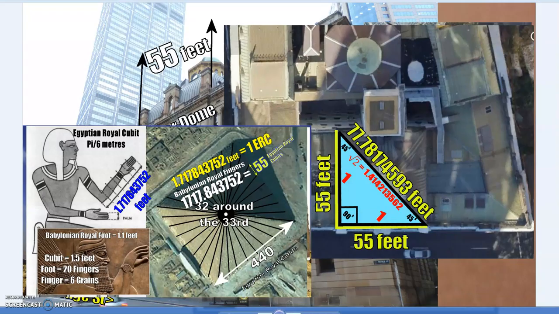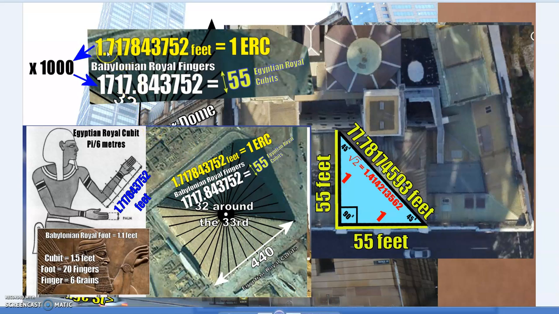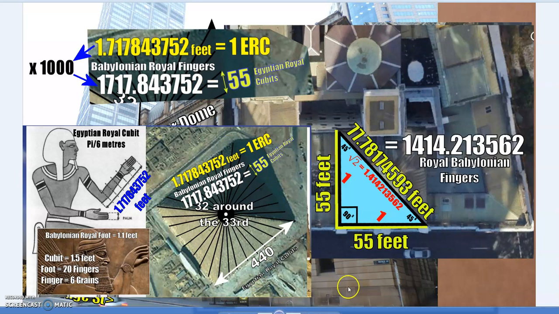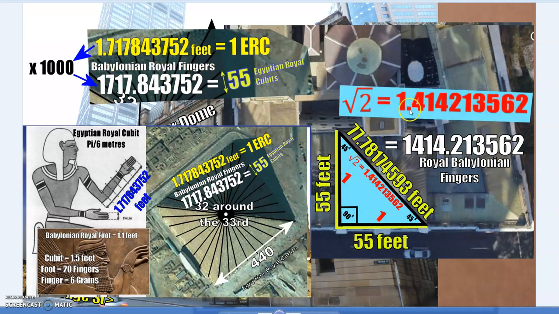I'm repeating that from the last one because I'm going to come back to it now. This square of 55 feet has a diagonal of 77.7817 etc. feet. Remember, the number of feet per Egyptian royal cubit times 1,000 equals the number of Royal Babylonian fingers per 55 Egyptian royal cubits. And it just so happens that 77.78174 etc. English feet equals 1,414.213562 Royal Babylonian fingers. Well, what's the square root of 2? 1.414213562. Precisely the same number. Once again, we just multiply it by 1,000.